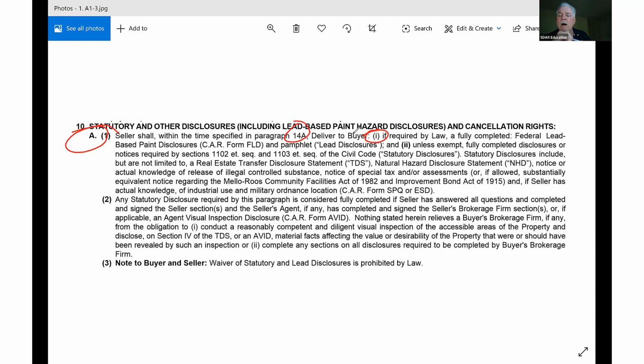Number one, if required by law, a fully completed federal lead-based paint disclosure. And you know what? It is required by law. What's my trigger year? 1978. So anything built prior to 1978.